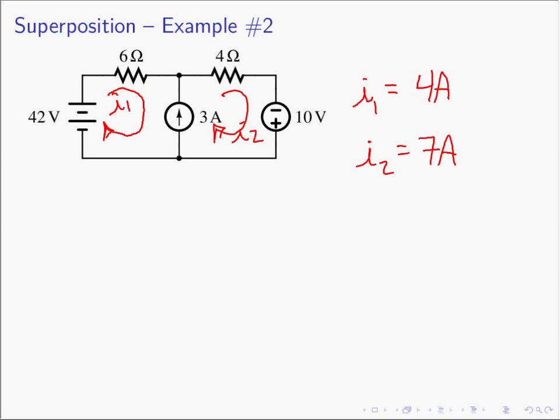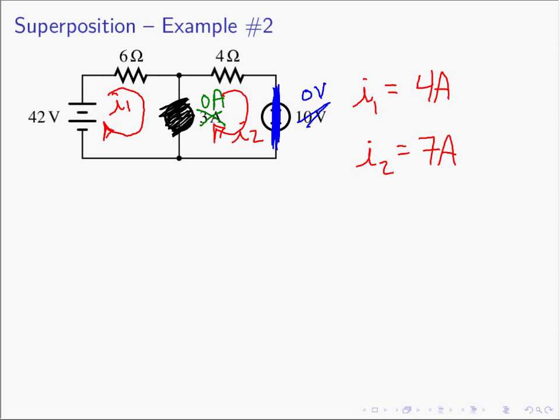So in the first case, we will kill the 3 amp source, and we will kill the 10 volt source. And as we previously saw, if you kill a 10 volt source, what you're really doing is making it 0 volts. And to make it 0 volts means you are going to short it out and it becomes a wire. And if we're going to kill a current source, we're going to make it a 0 amp source. And if you're a 0 amp source, then there's going to be no current. It becomes an open. It's like it's not even there and the wire has been cut. It's a 0 amp source.